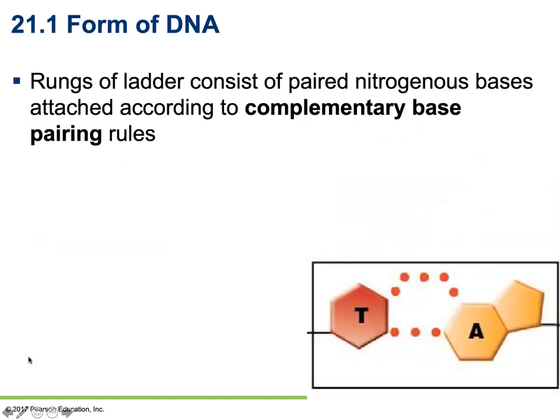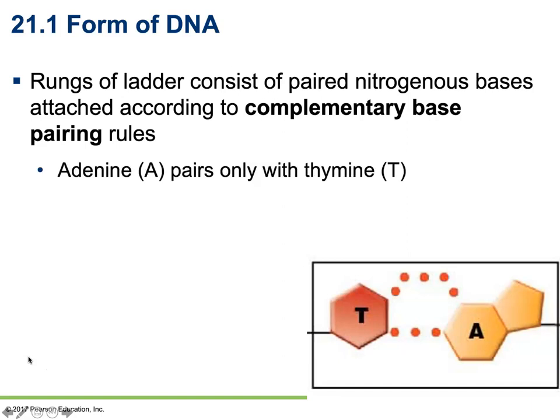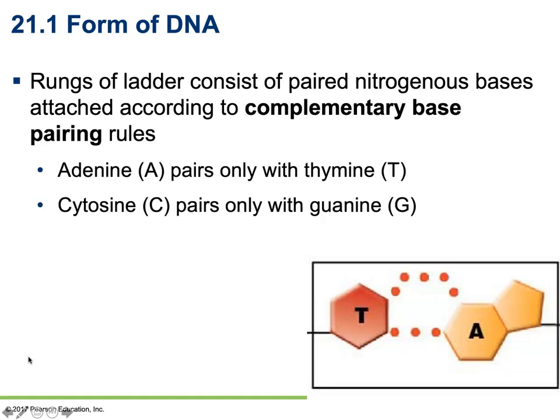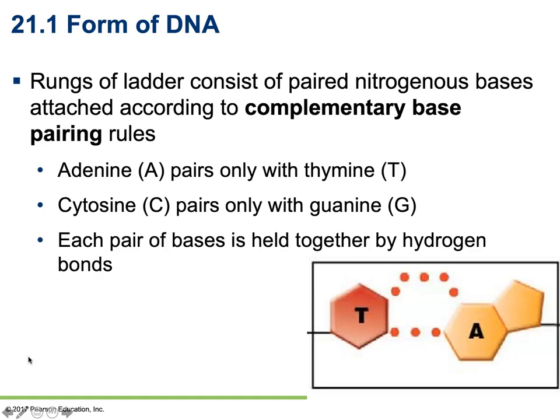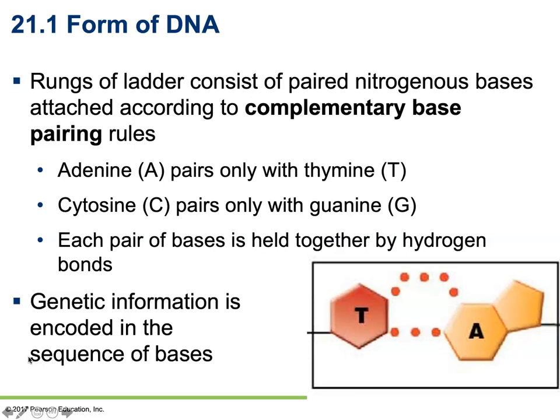The rungs of the ladder consist of pairs, and each rung of the DNA ladder is composed of 2 complementary nitrogenous bases. The nitrogenous bases always pair up according to a few simple rules, known as complementary base pairing. And that is that adenine only pairs with thymine, thymine only pairs with adenine, cytosine only pairs with guanine, and each pair of bases is held together by a hydrogen bond. Genetic information is going to be encoded in the sequence of bases.